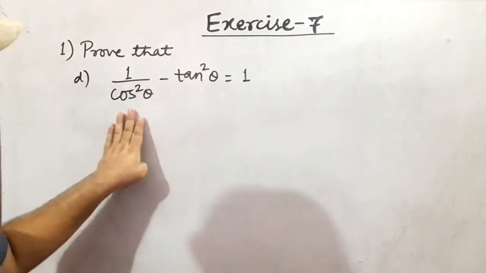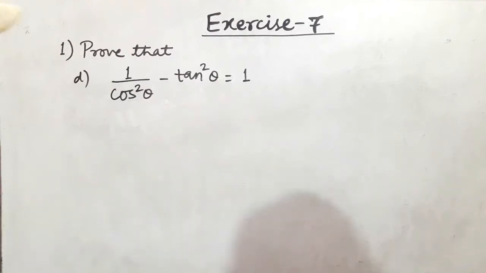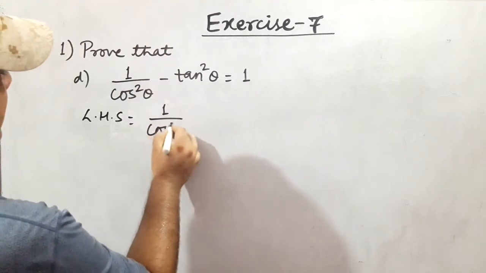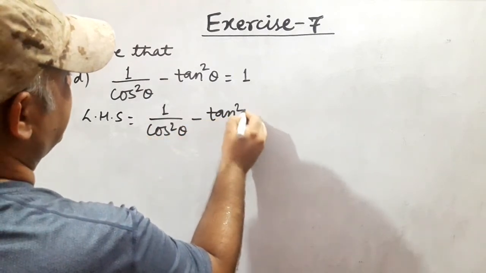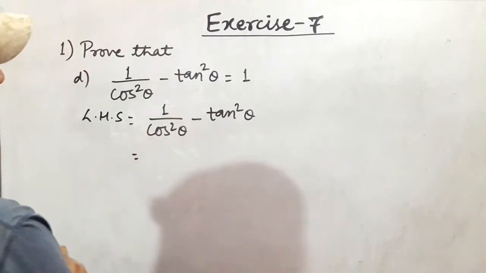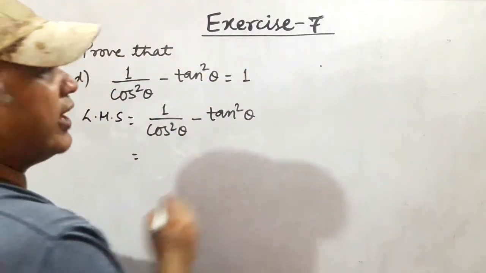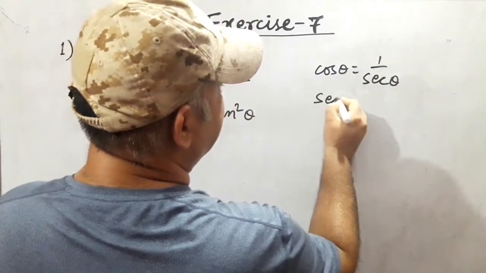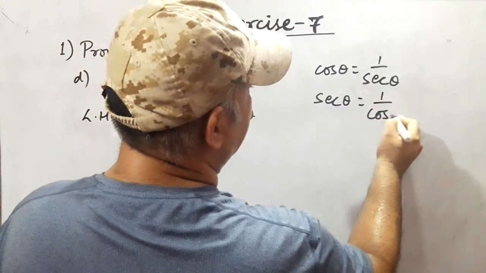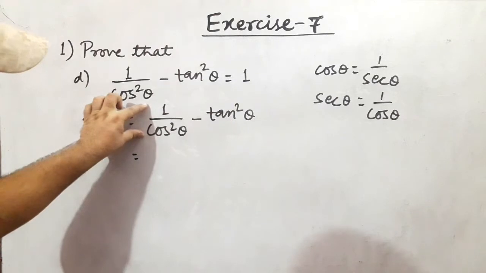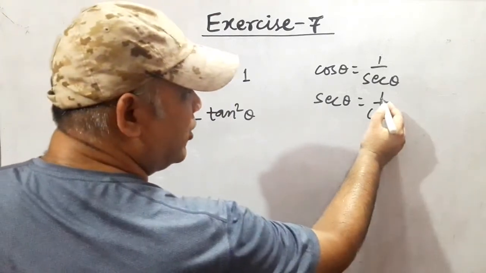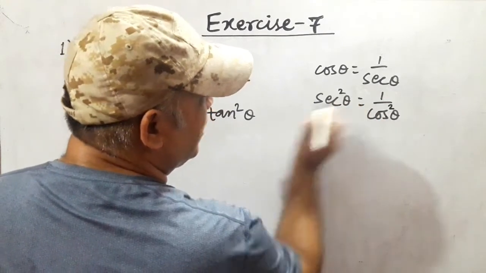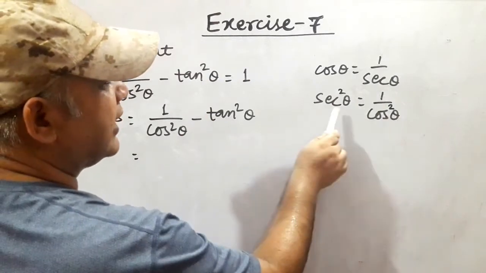Here we have 1 by cos square theta minus tan square theta equals 1. So left hand side, 1 by cos square theta minus tan square theta. So what is 1 by cos square theta? Let's see. From the reciprocal relation we have cos theta equals 1 by sec theta and sec theta equals 1 by cos theta. Here we have 1 by cos square theta. So what is 1 by cos square theta? 1 by cos theta equals sec theta. Then 1 by cos square theta equals sec square theta. So 1 by cos square theta can be written as sec square theta.